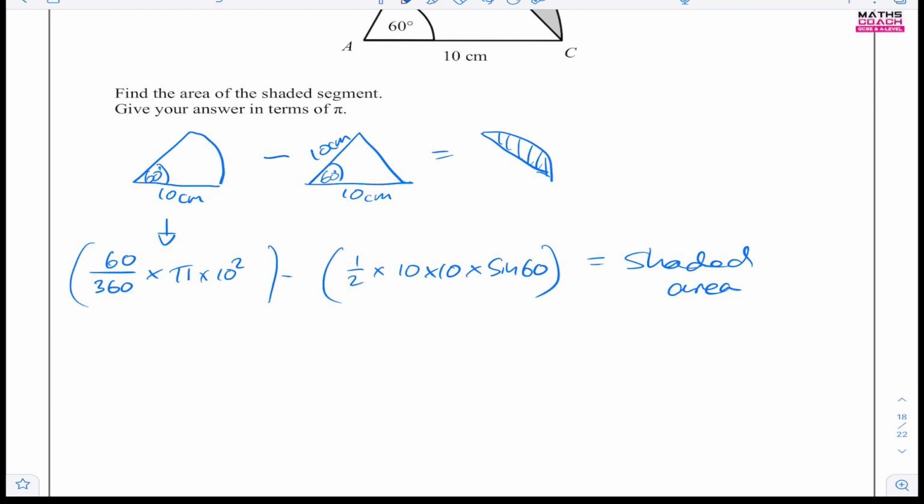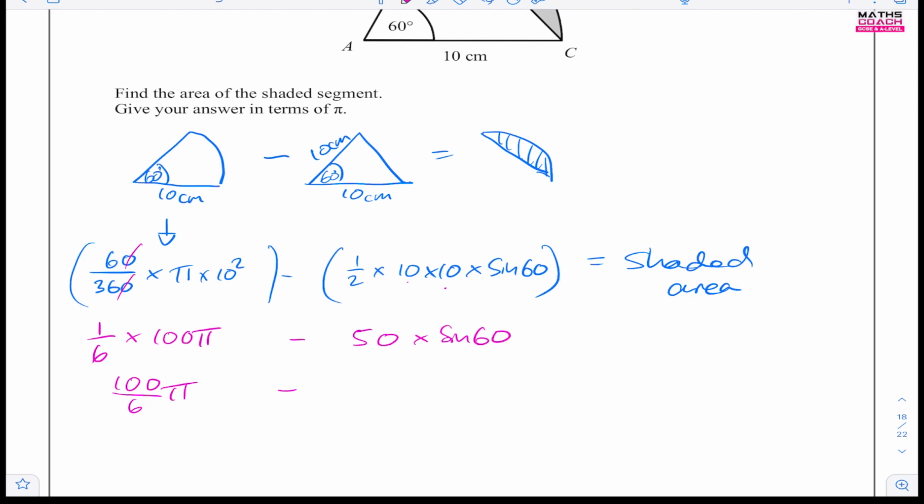So let's go ahead and simplify all this. So we can divide here. So 60 over 360 is 1 over 6 times pi times 10 squared, which is 100. So 100 pi, which simplifies to 100 over 6 pi. Next, let's go ahead and do that. So that's a minus there. So we have 10 times 10, which is 100. 100 times a half, which is 50, and sine 60.